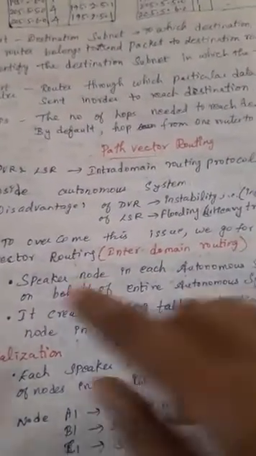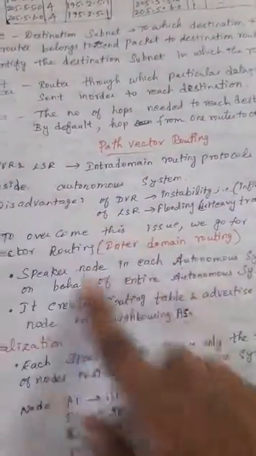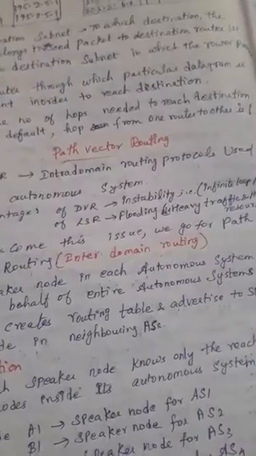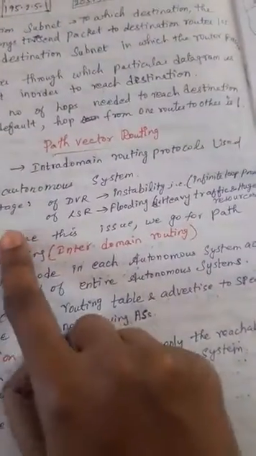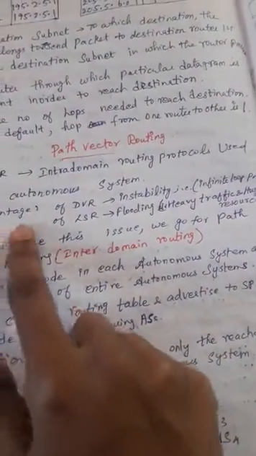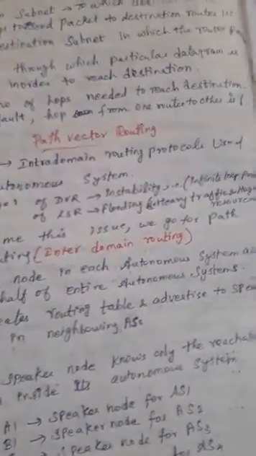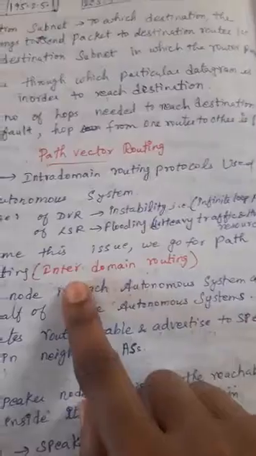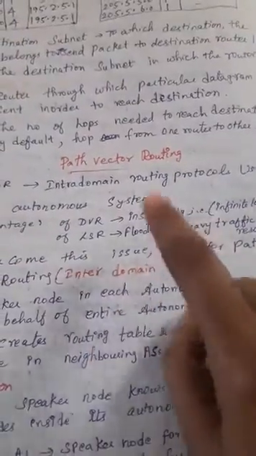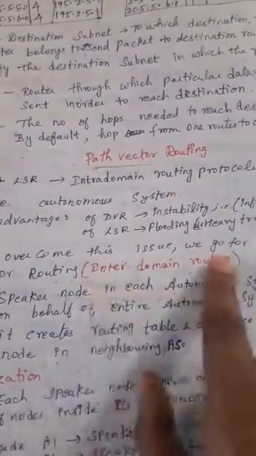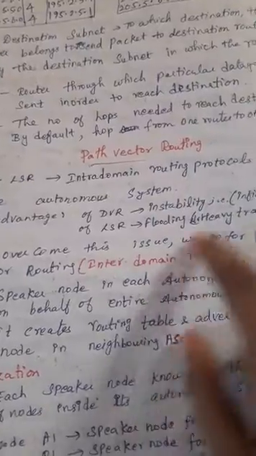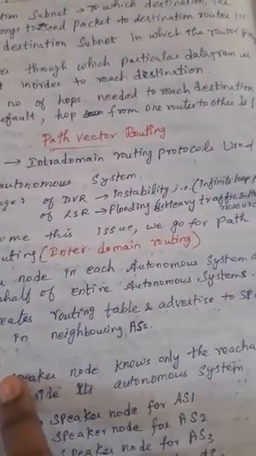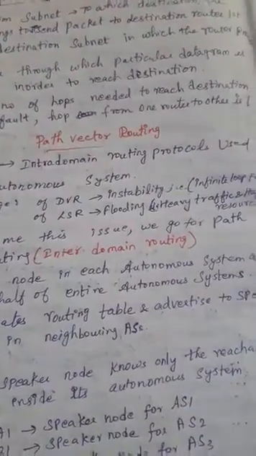The disadvantage of DVR is instability, that is the infinite loop, the count to infinity problem. And the disadvantage of link state routing protocol is flooding. When heavy traffic occurs, it leads to flooding. To overcome these issues, we go for an inter-domain routing protocol. Path vector routing is the inter-domain routing protocol used between autonomous systems.